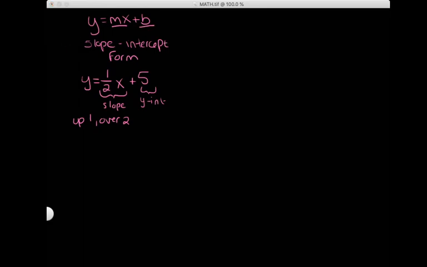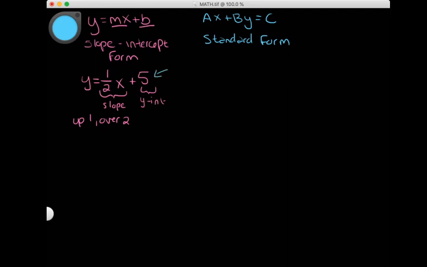Today I'm going to introduce you to another form, which is called standard form. Standard form looks like this: ax plus by equals c. We have to learn and practice today how to move an equation from this form here into this form.